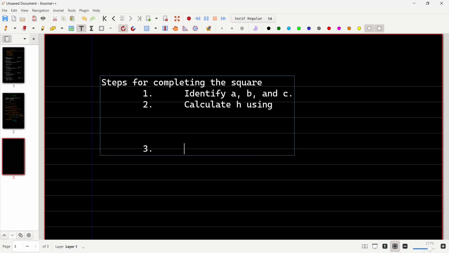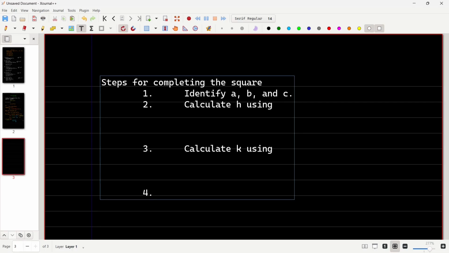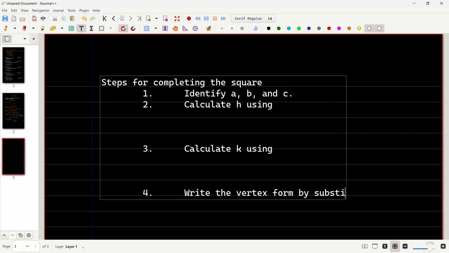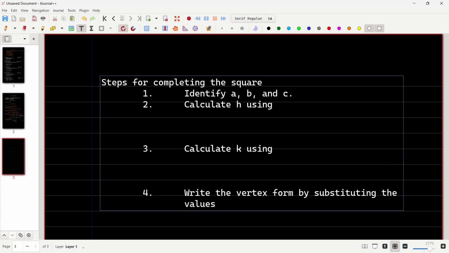The next thing you're going to do is calculate k using another formula. And then finally, we're going to rewrite. We're going to write the vertex form by substituting the values for a, h, and k in. I'll put the other formula there for you just now.